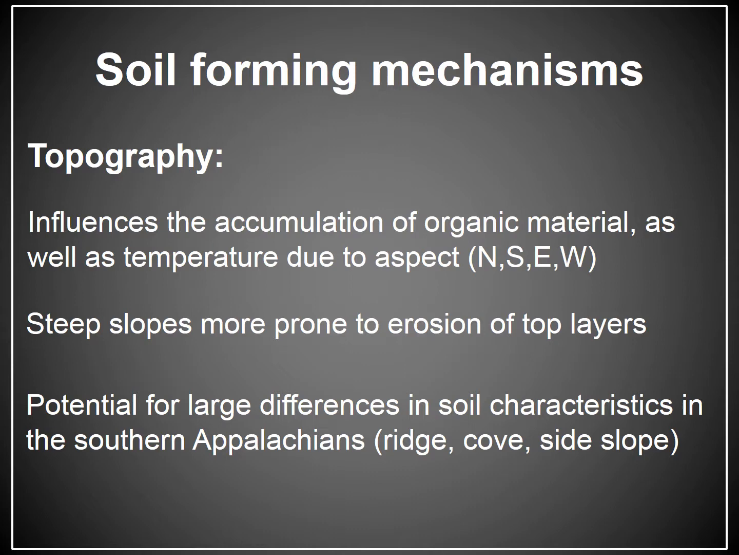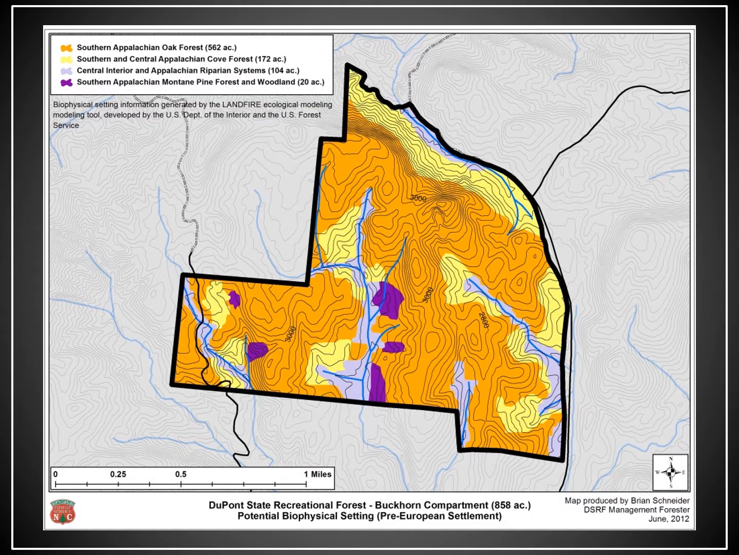For these reasons, in the southern Appalachians, we see some pretty dramatic changes in tree species composition from one landscape position to another, even within a small geographic area. This slide displays the vegetative communities that would be expected on a portion of DuPont State Forest based on topography and soil type. We're not going to get into the characteristics of each expected forest community, but what should be apparent from the map is the effect of topography on the distribution of these communities.